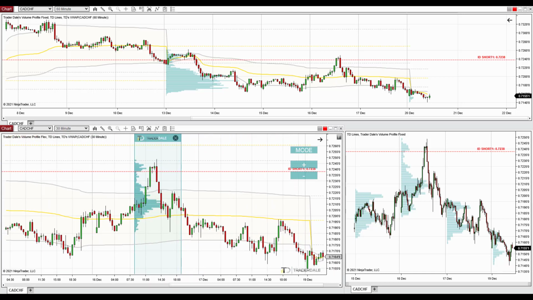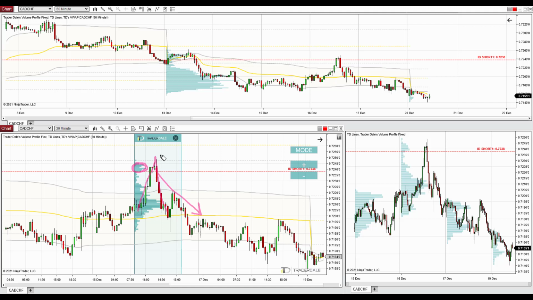The area where sellers took over, rejected higher prices and pushed the price downwards. This is the rejection of higher prices, right? So what happened in here is that buyers were pushing the price upwards, but then sellers started to sell aggressively. They started to add to their short positions, mostly in here where we see this volume cluster, and then they pushed the price aggressively downwards.